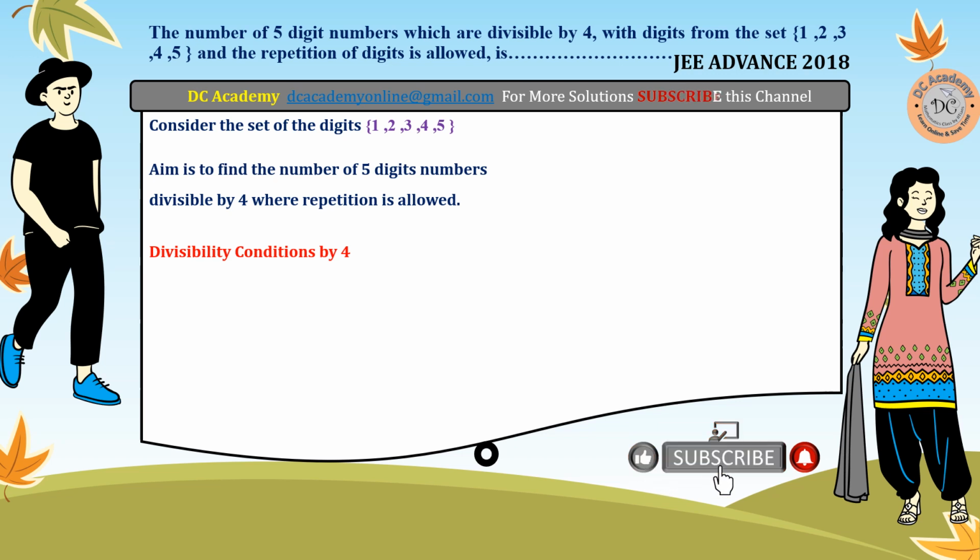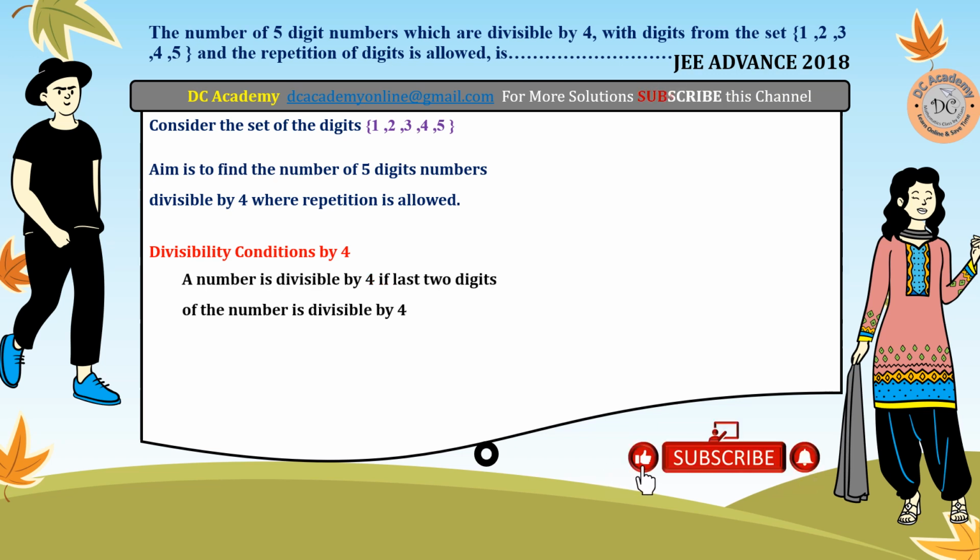So what is the condition of divisibility? The condition says that a number is divisible by 4 if the last two digits are divisible by 4. For example, we can say 12, because 12 is divisible by 4. If I add 1 here, it is still divisible. If I change it by 2, it is still divisible. So that's the divisibility condition.